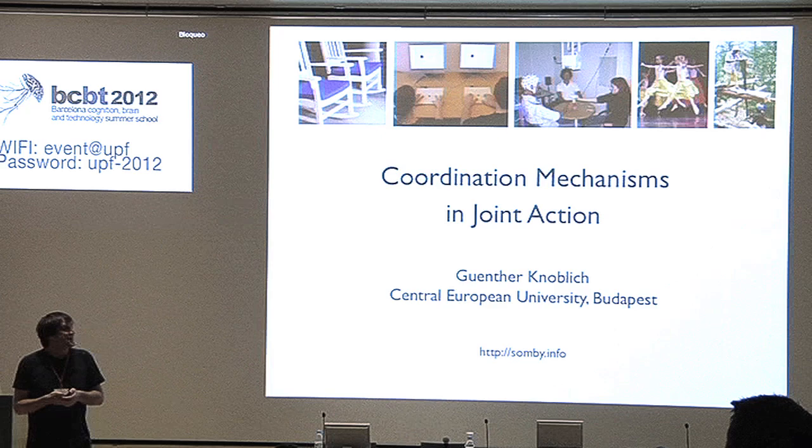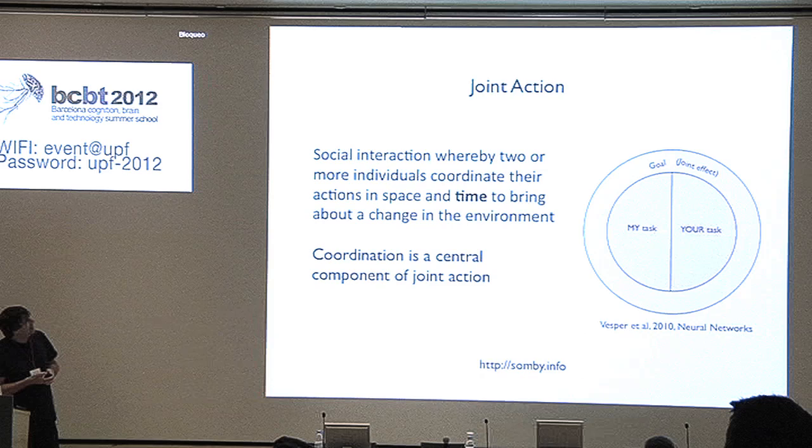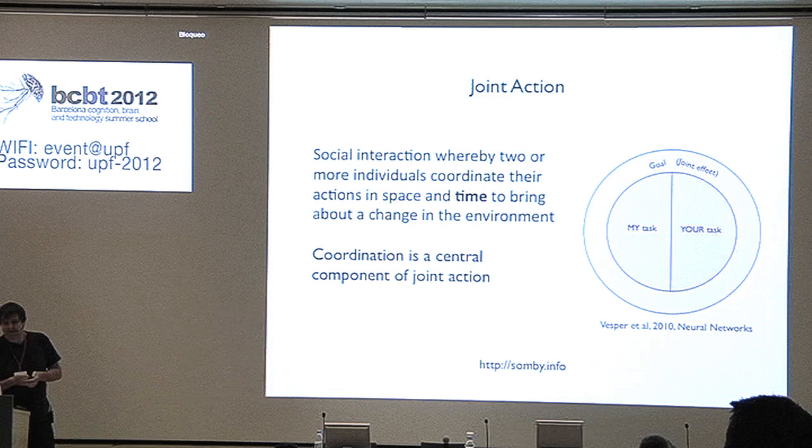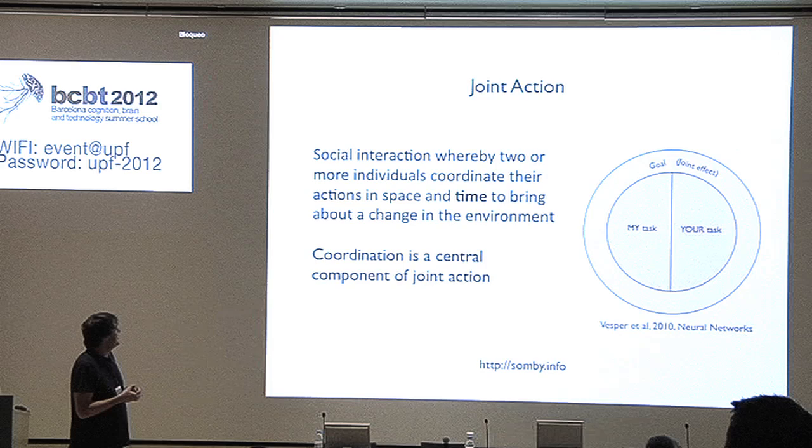Let me just start with a definition and then I show you an example. By joint action, I mean any social interaction whereby two or more individuals coordinate their actions in space and time to bring about a change in the environment. And in order to do that, in addition to individual action, they need to coordinate their actions with one another.